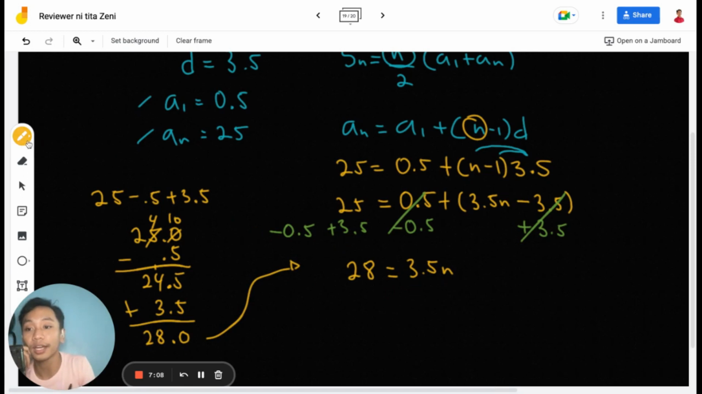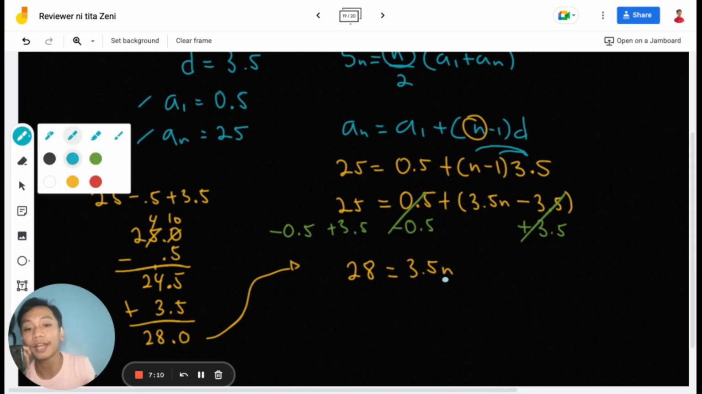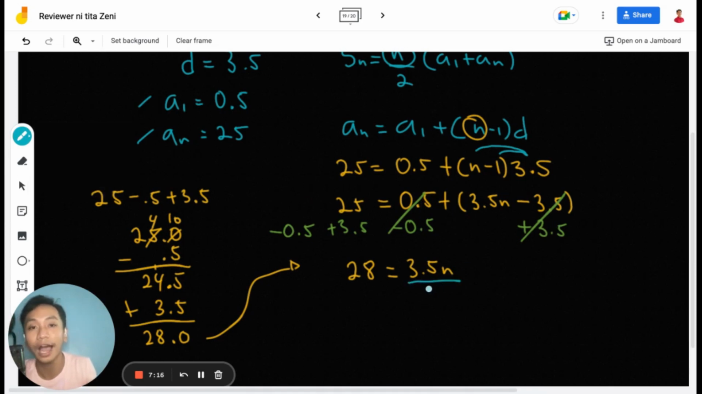To solve for n, since this is 3.5 times n, i-undo natin. Dito nag-undo tayo, mag-undo ka rin dyan. Kaya lang this time, magdi-divide ka because that's how you undo multiplication. Remember, this is 3.5 times a number. So, para ma-undo yan, mag-divide ka. Yun yung kabaligtaran ng multiplication. Dito, kabaligtaran ng positive is negative. Kabaligtaran ng subtraction is addition. Dito, kabaligtaran ng multiplication is division.